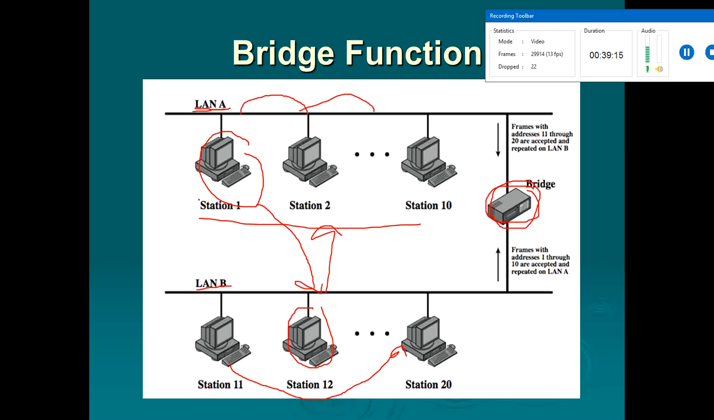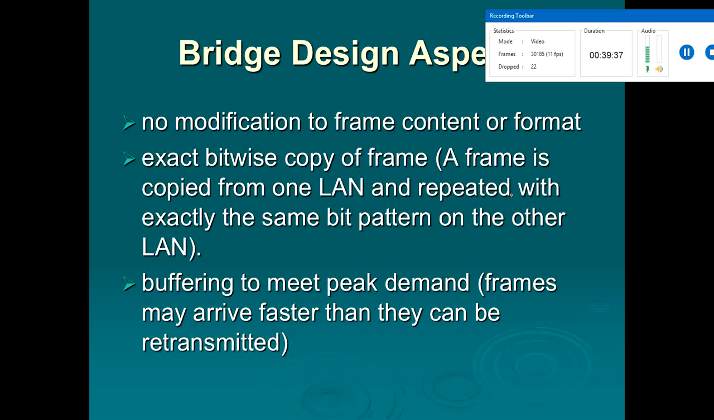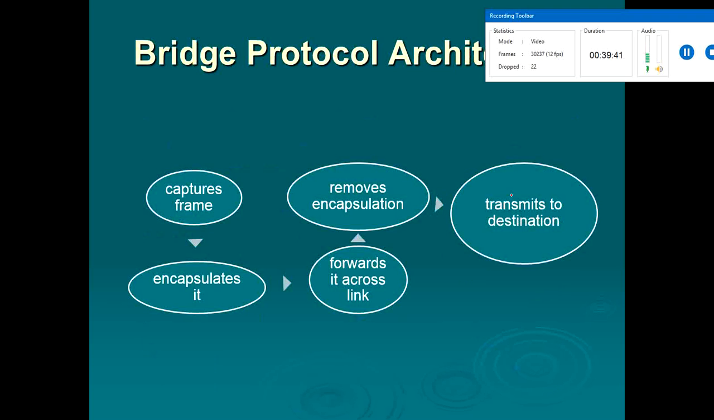So what does this mean? This means that when station 1 wants to send data to station 2 or 20, it should not specify that station 20 lies on local area network B and station 2 lies on LAN A. It is the responsibility of the bridge to check which station lies on which LAN. So for the stations, it should appear that they are on a single LAN.